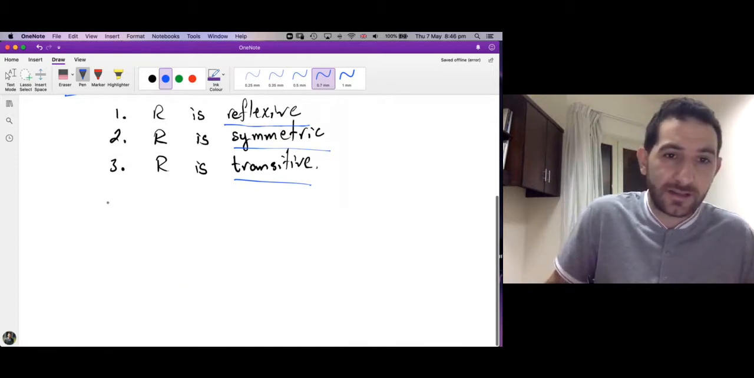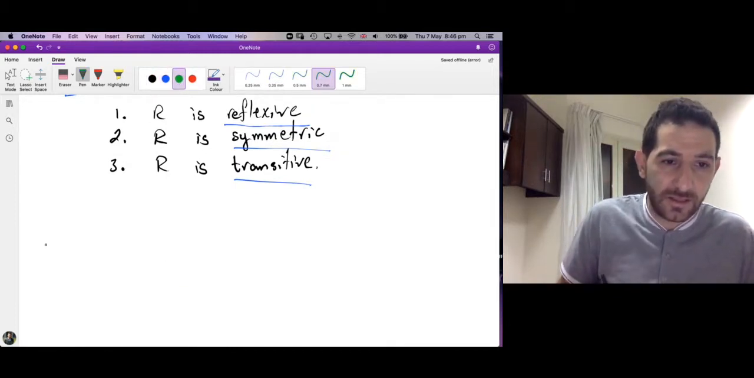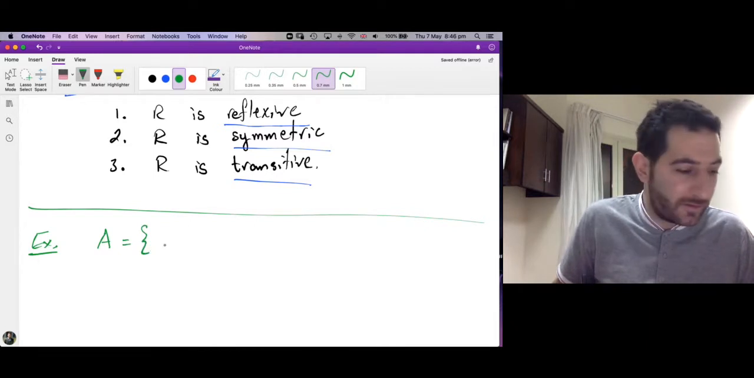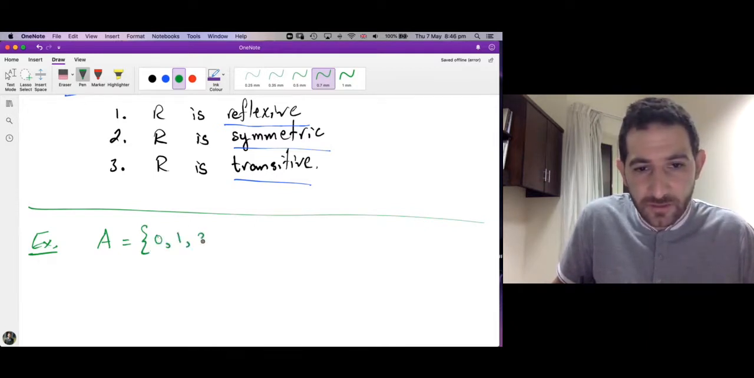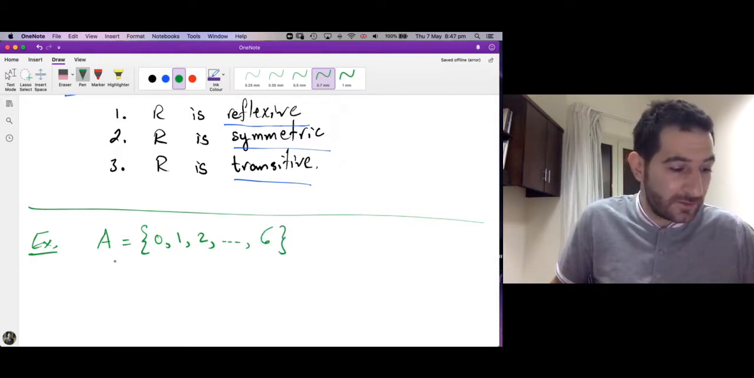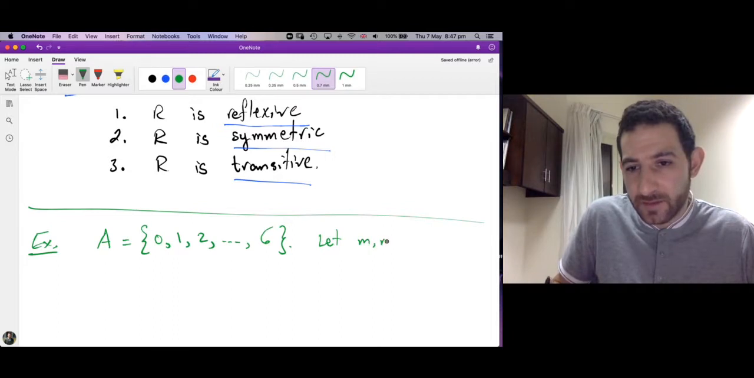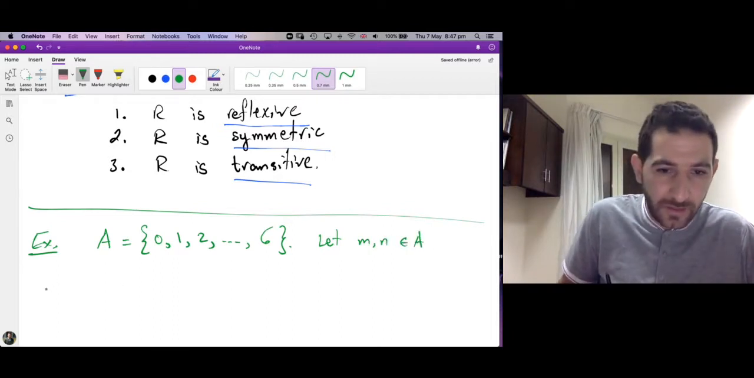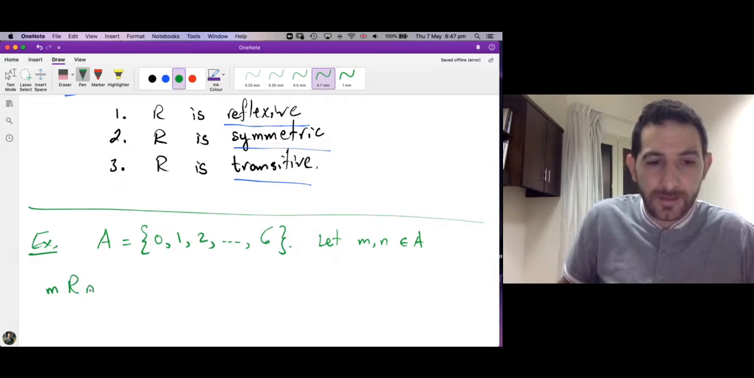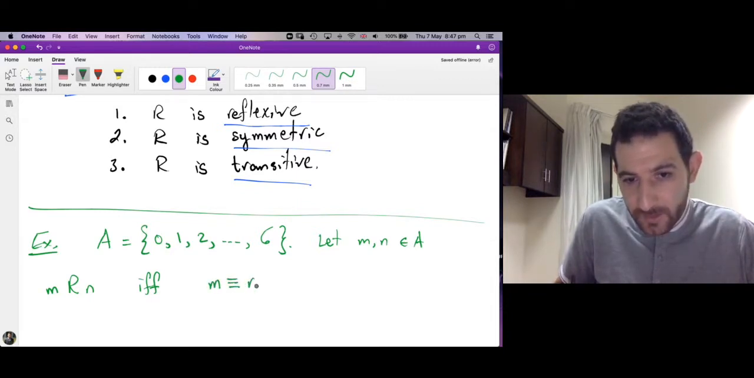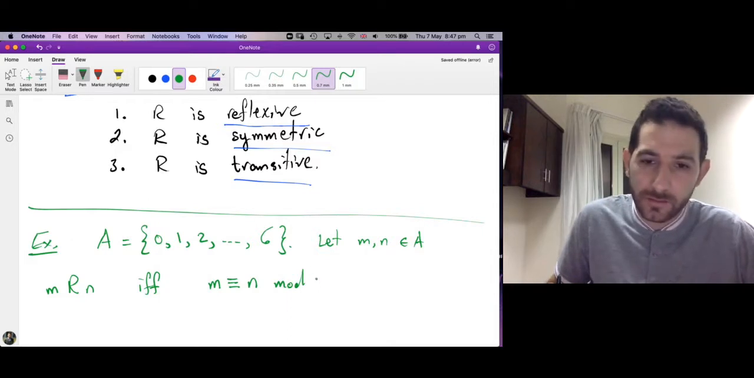Now let's take an example on a set A. Let's take the set A, which contains the integers from 0 up to 6. And let's define a relation on A. So let M and N belong to A. Then we define M to be related to N by the relation R if and only if M is congruent to N mod 3. So this is how we define the relation R.